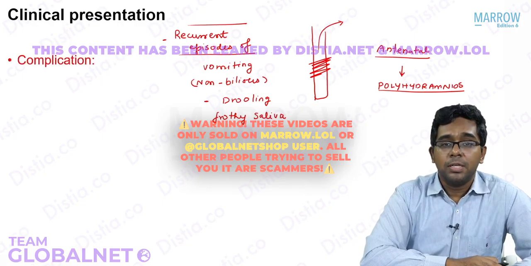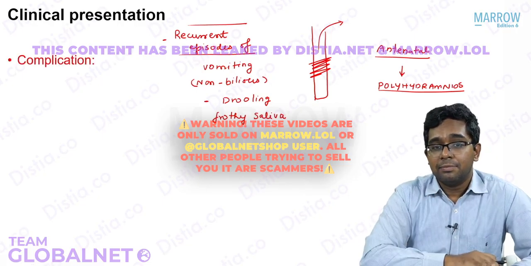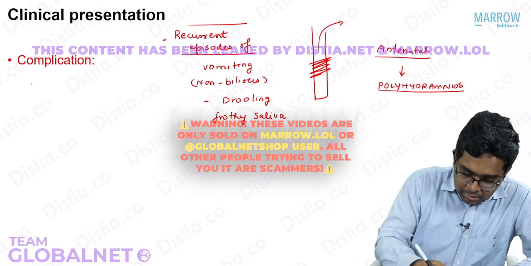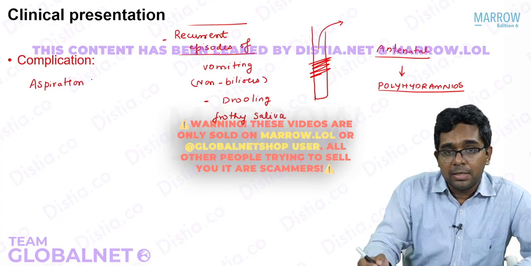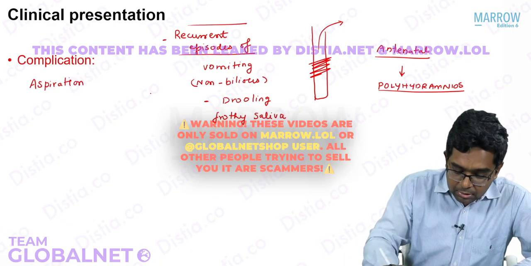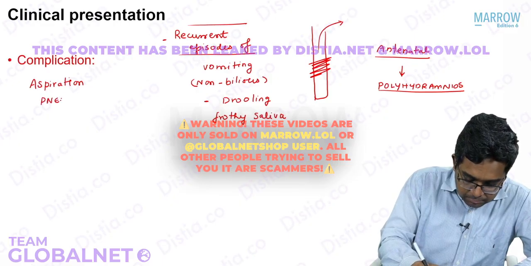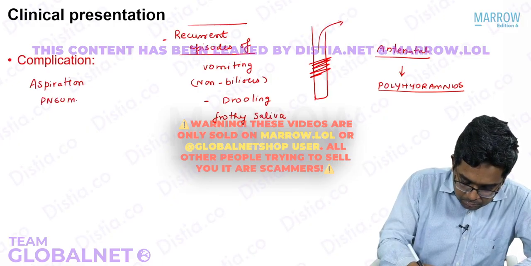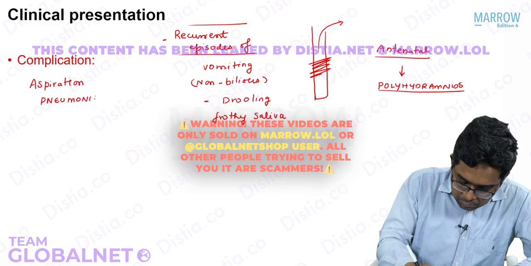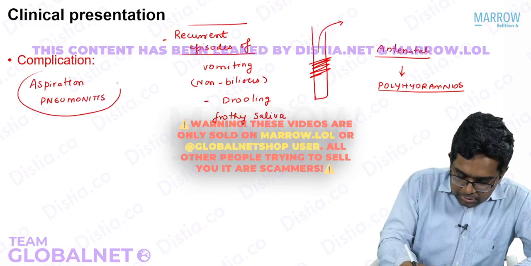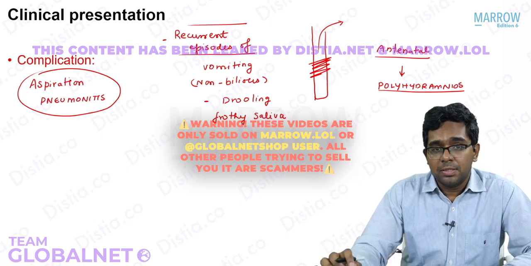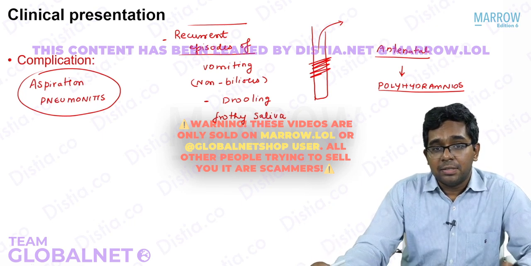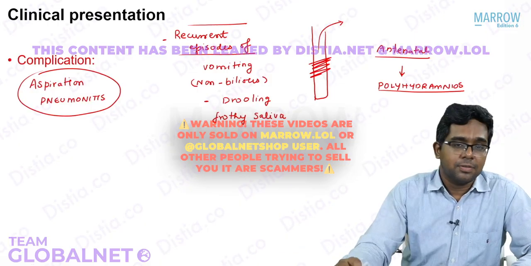What is an important complication of this condition? When the child is having repeated vomiting, the child can have aspiration of feed or milk into the respiratory tract, causing aspiration pneumonitis. And whenever aspiration pneumonitis is severe, it can even result in the death of the baby also. So this is a common complication which can even result in death in babies with esophageal atresia.